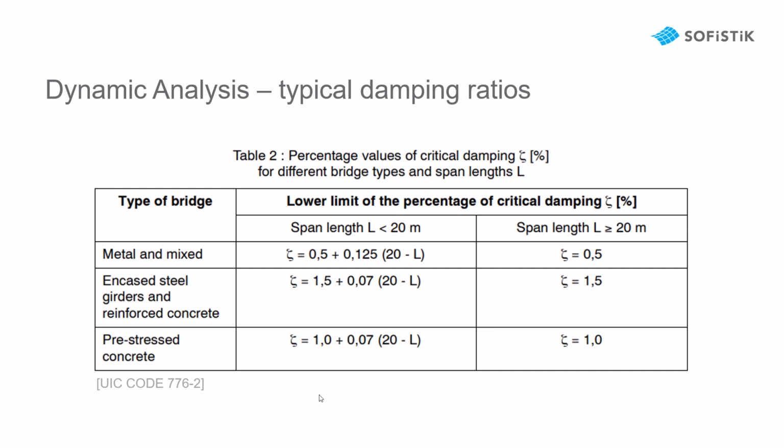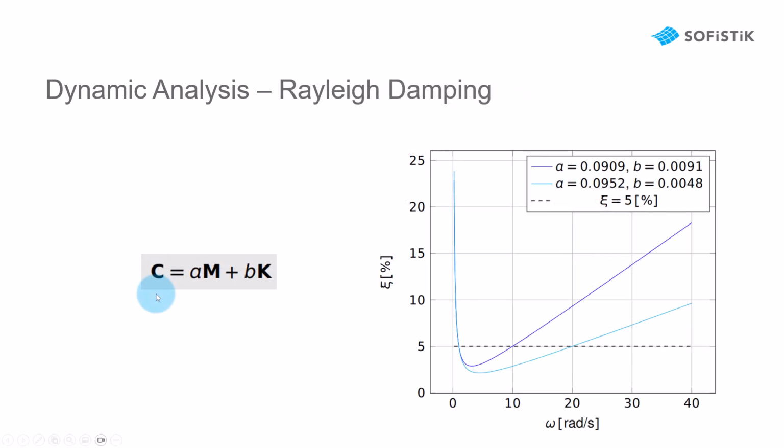In our analysis, we do a numerical time integration. Here we will use Rayleigh damping, which models the damping matrix of the system as a linear combination of mass and stiffness matrix, with the factors A and B for mass and stiffness proportional damping. In this approach, it is not possible to provide a constant damping over the frequency range. Instead, the damping is frequency dependent. So different modes of the structure will have different damping ratios. However, we can specify two frequencies for which the given damping ratio will be exactly fulfilled.